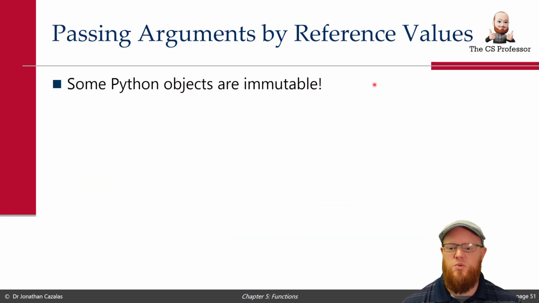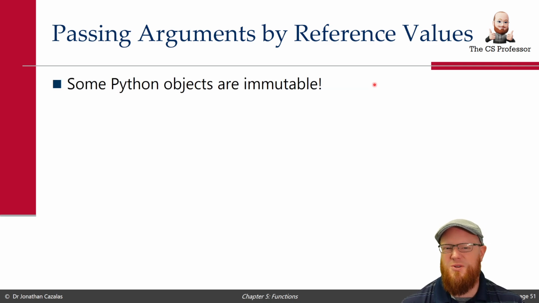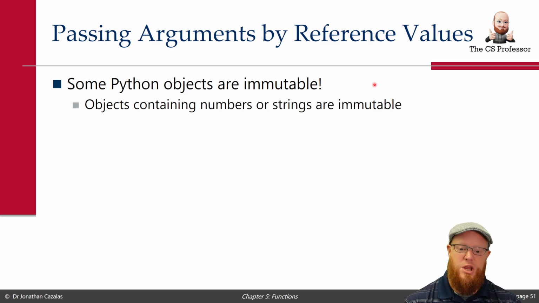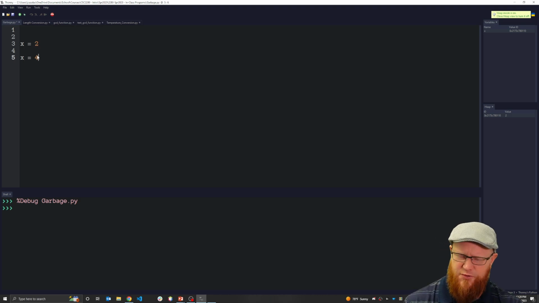Also, in parallel to this, we need to know that some objects in Python are immutable. Immutable simply means they cannot be changed. So strings and numbers are immutable, which means what? That you can't change them. And you might be thinking, sure, I can change them. I can say x equals 4. I literally just changed x. What are you talking about?